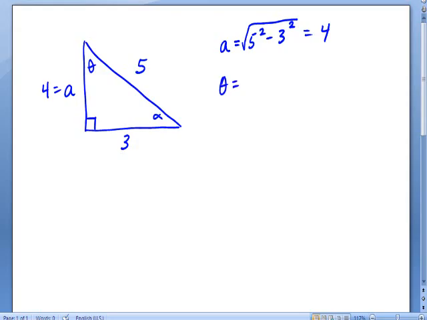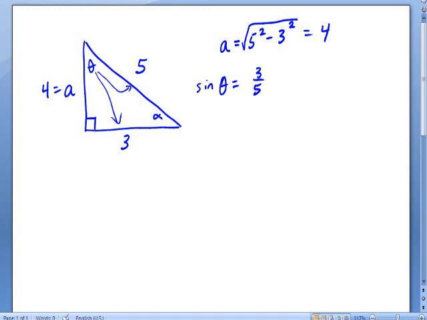For example, let's just say that I decide to work with the side of 3 and the side of 5. The side of 3 is opposite of my reference angle. The side of 5 is the hypotenuse. So the trig function that I need to work with here is the sine function. So the sine of theta is equal to 3 divided by 5.